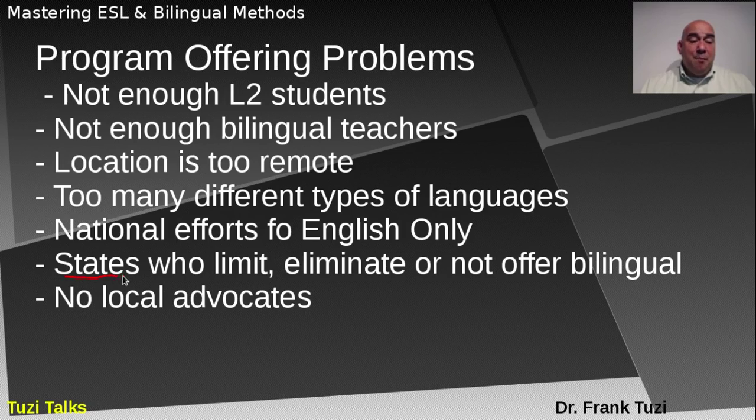In addition, there are some state problems. States who may limit or even eliminate bilingual, not even offer bilingual programs because of financial or political reasons. There are others who will say that it's not as effective, even though a lot of the research indicates that immersion programs are probably the best. And lastly, there may be no local advocates. You may have a group of Hmong students in Mississippi, and they're a small group, and there's no one there who will advocate for them. Therefore, there's no one who's going to help them get the bilingual training that might be available to them. Those are some problems in offering a bilingual program.